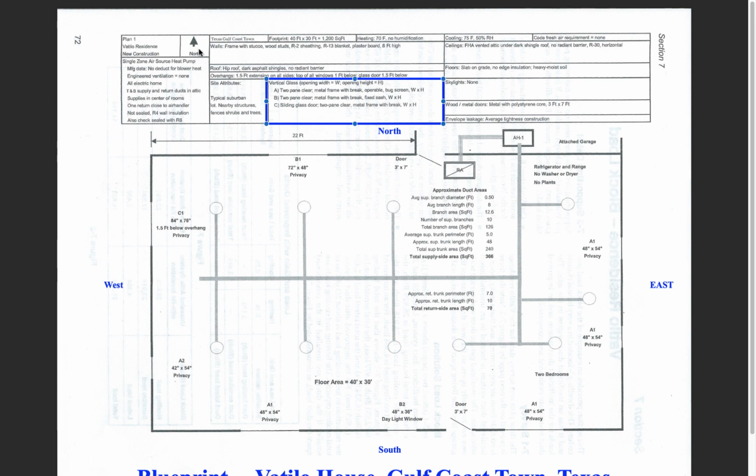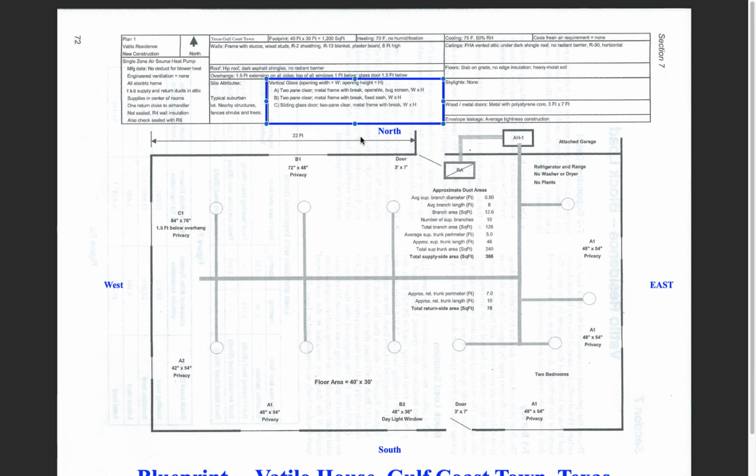Well, this one is in real world orientation and we're pointing north. So anything on this side is north. And of course, Worksheet B is windows, so we only have one window on this side. So that's going to be this B1 window right here. And B1 is 2-pane clear, metal frame with a break, fixed sash, width times height.